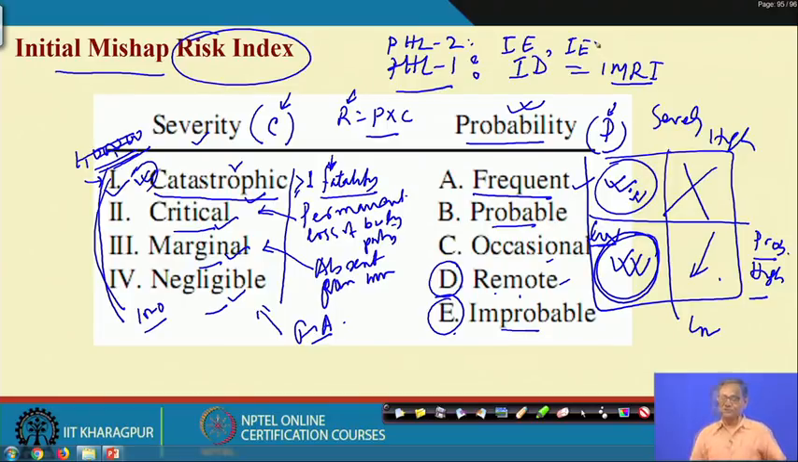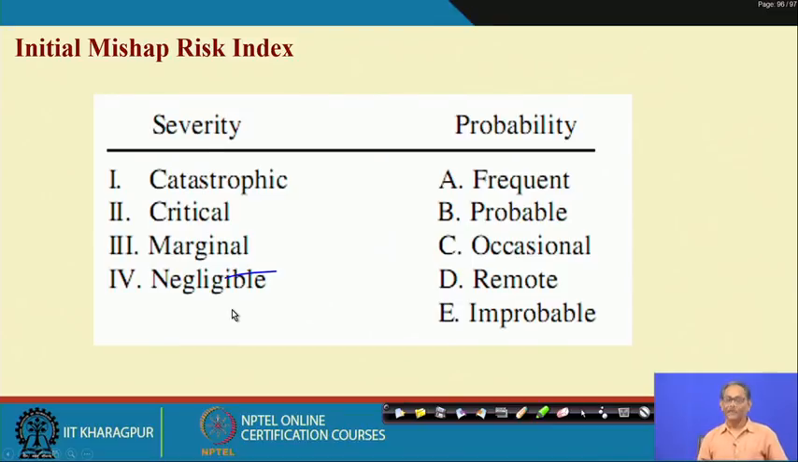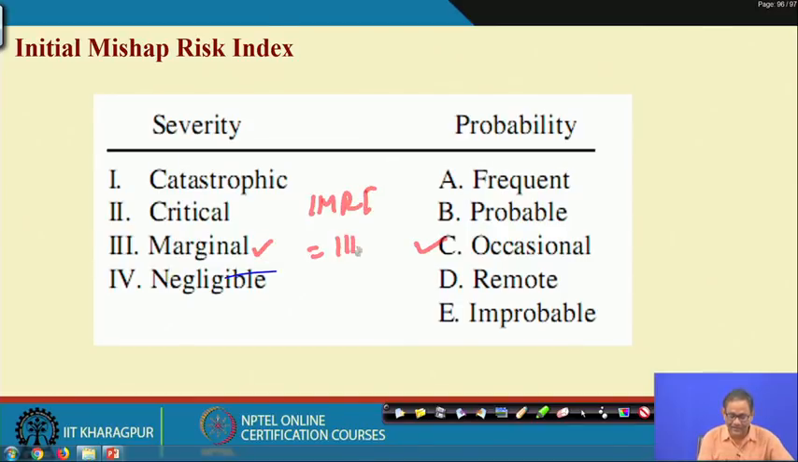Suppose somebody is carrying something, so there is a possibility of slip and fall, it may be occasional. Slip, trip and fall may be occasional, but if you go by the consequence, it may be marginal. Then the IMRI is 3C. Here you may be interested to reduce this one. In this manner, the initial risk index is computed.